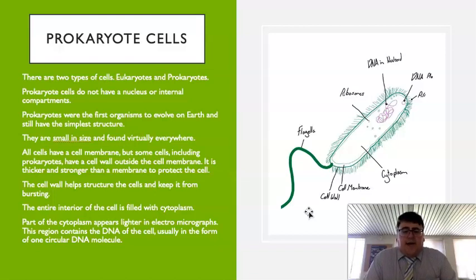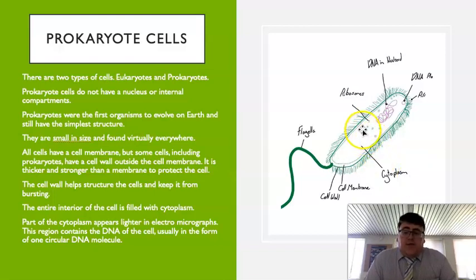Like all cells, they have a cell membrane, but prokaryotic cells also have a cell wall. It's thicker and stronger than a membrane because multicellular organisms generally have skeletons, internal or external. Prokaryotic cells don't have that, so they have the cell wall to help protect them from their environment. It gives them structure, and it prevents the cell from bursting.